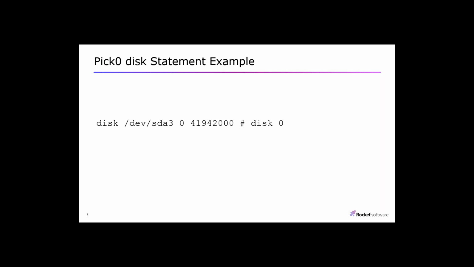Let's review the example of a pick0 file disk statement. The first parameter, /dev/sda3 in this example, is the partition you're going to use for D3. This is the raw partition you set up using fdisk. The second parameter, 0 in this example, is the partition block where you want to start D3's use of that partition. 0 is always the starting block of the partition, and you would almost always start D3 there.